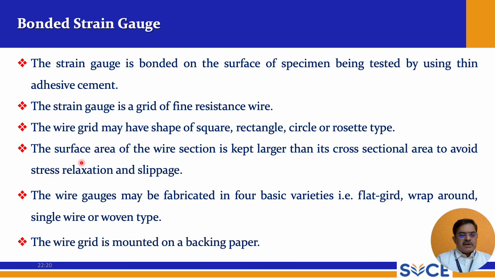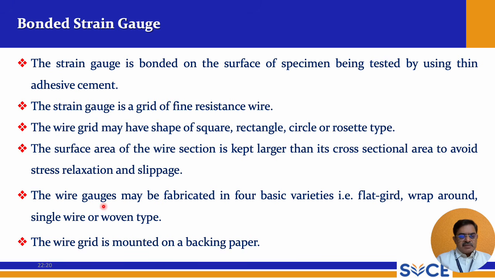And the surface area of the wire section is kept larger than its cross sectional area to avoid stress relaxation and slippage. So normally it is kept larger to avoid stress relaxation or slippage. When you have stress relaxation, we are neglecting the stress. So the stress that is applied on the material should be taken into account. That's why there should not be any slippage.